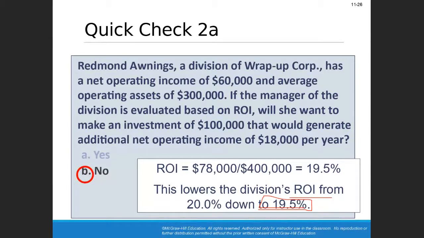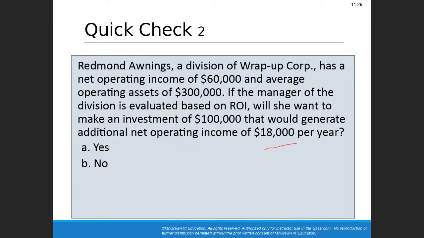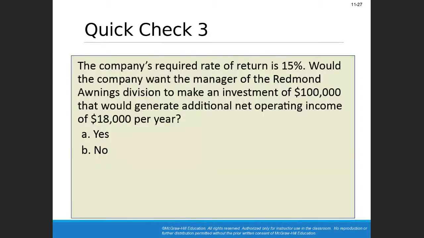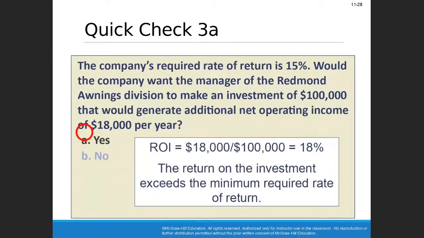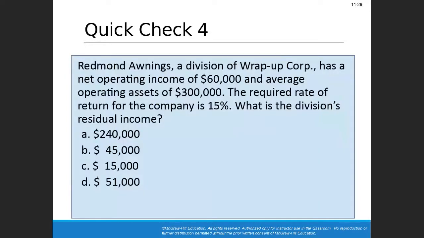So if like I had 20% ROI last year and I'm going to get a bonus based on 20%, I don't want to go to 19.5. It lowers my bonus, even though it would have made the company 18,000, which is still a good return, right? They wouldn't want to do that. All right. Now, the required rate of return is 15%, right? Would you make an investment of 100,000 to get 18,000 a year? Right. Well, I already said you can just look at that and go, oh, that generates 18%, right? So 18,000 divided by 100,000 is 18%. You can tell that by looking. So I would have some residual income from that. So yes, I would want to do that, right?